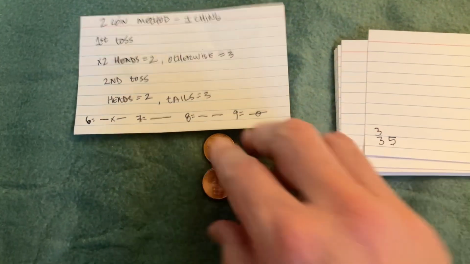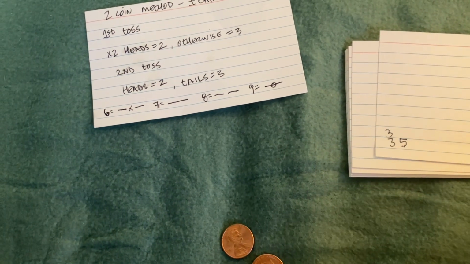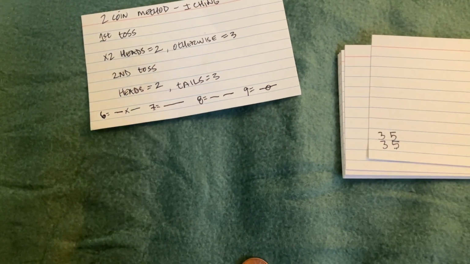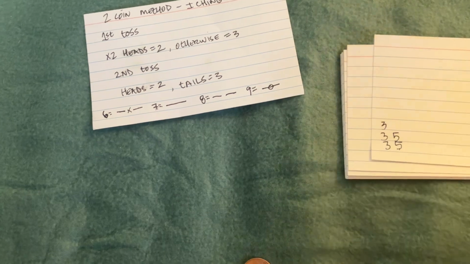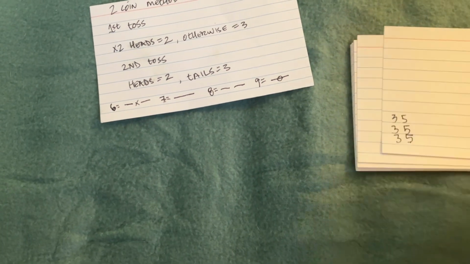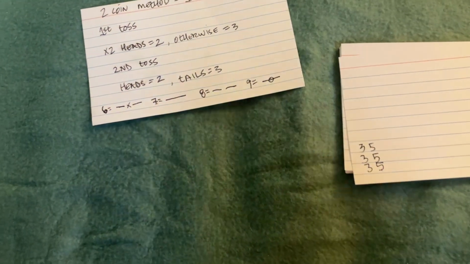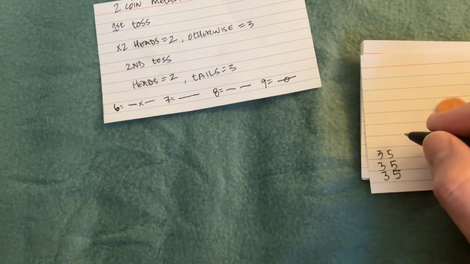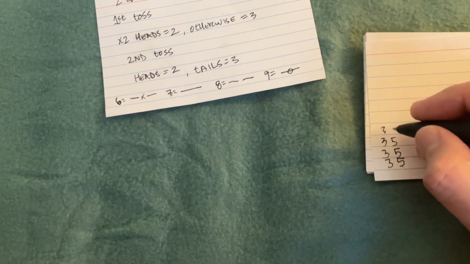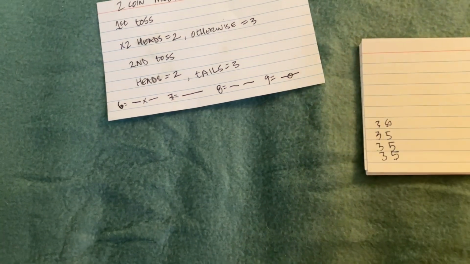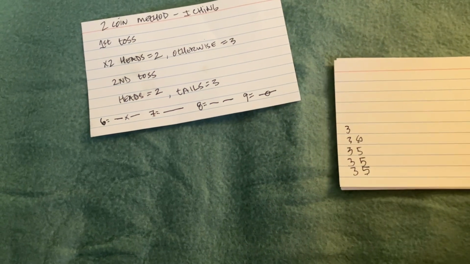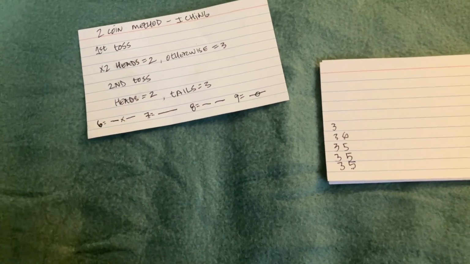3. 5. 3. 5. Wow, we're getting a lot of 8s here. A lot of broken lines. It's 3 again. 6. 3.